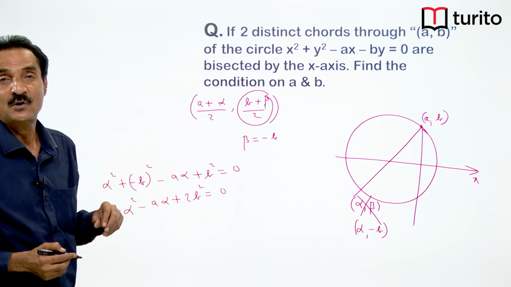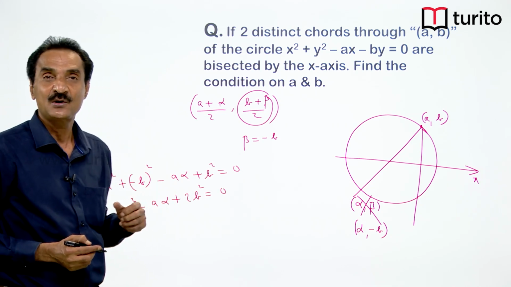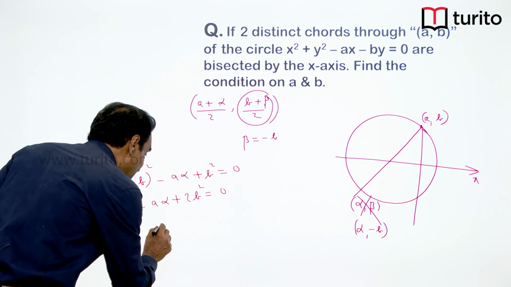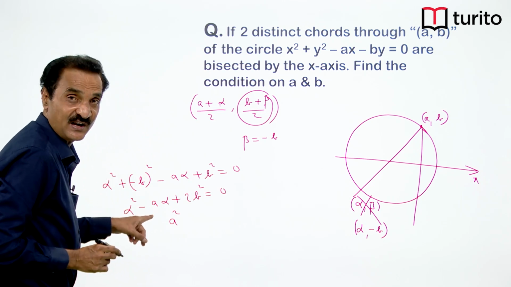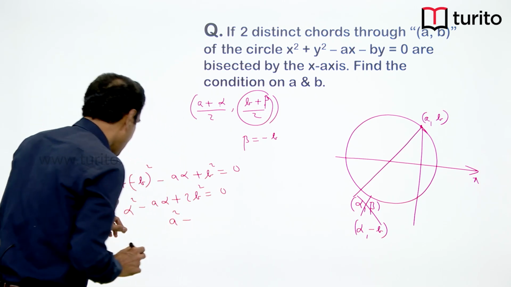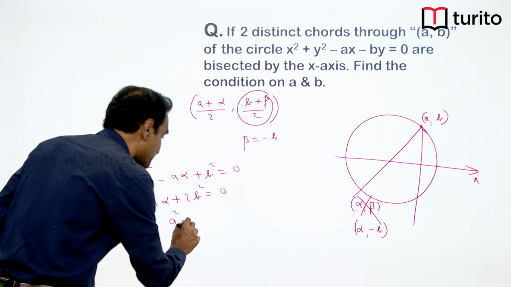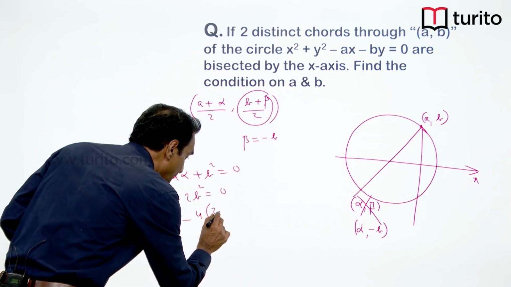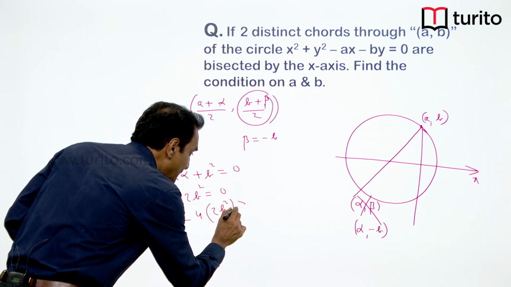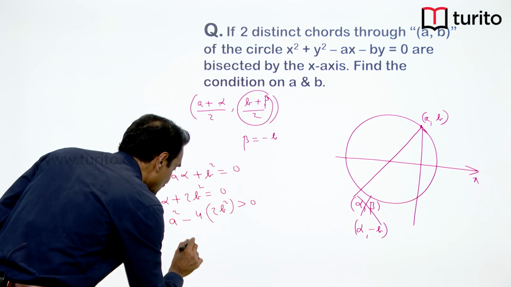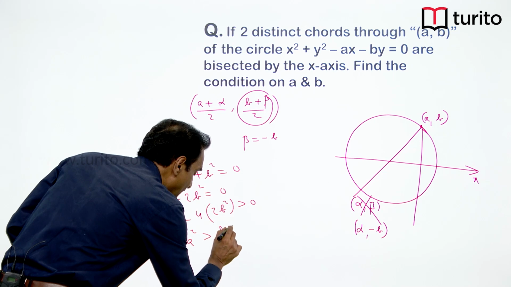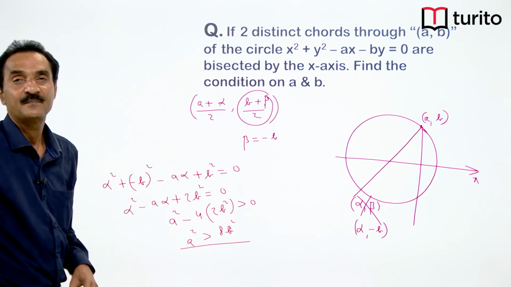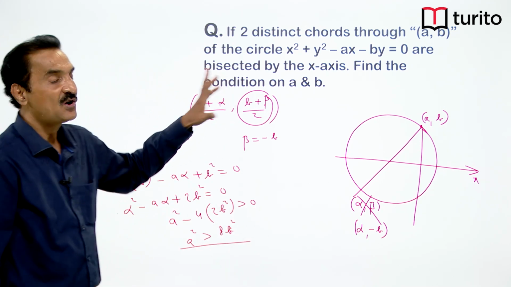What is the condition if a quadratic equation has distinct real roots? Discriminant is greater than 0. Discriminant is b square, that means a square minus 4ac means 4 into 1 into 2b square should be greater than 0. So, we get a square is greater than 8b square. So, this is the condition on a and b.